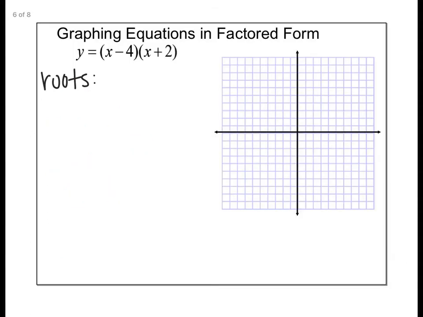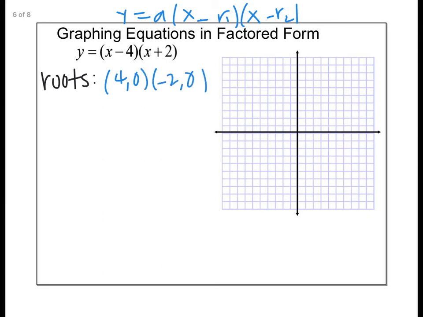All right, so now we have two examples of how to graph when we're given an equation in factored form. I still like to start by identifying my roots. So remember that our generic equation is going to be a times (x minus r1) times (x minus r2). So in this case, my roots are going to be (4, 0), and then (-2, 0).